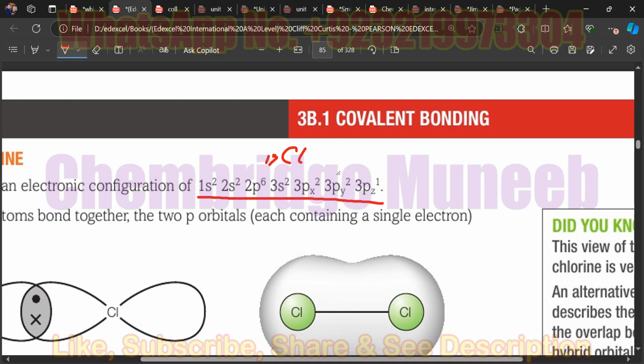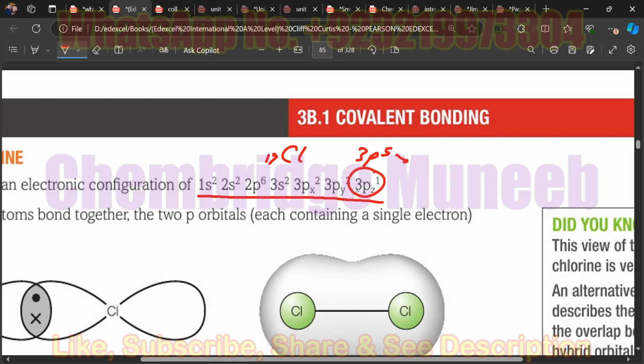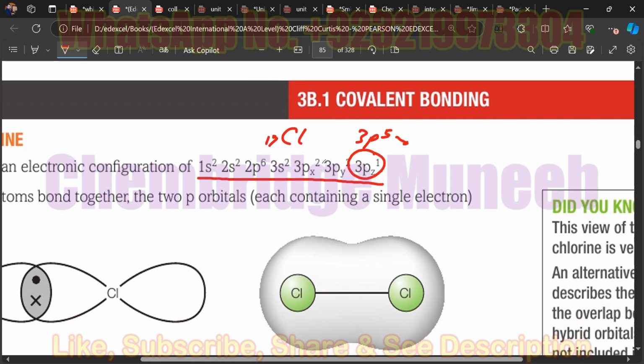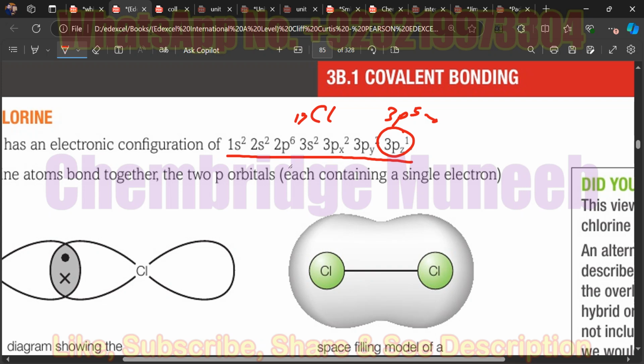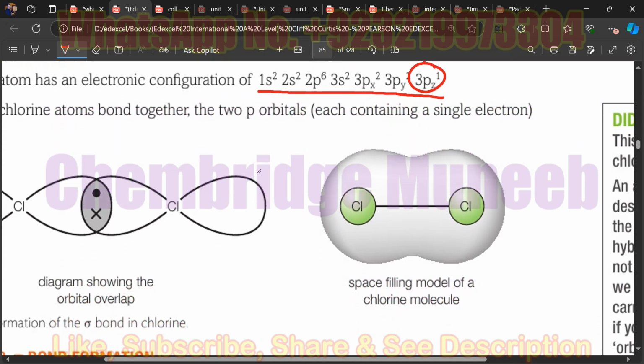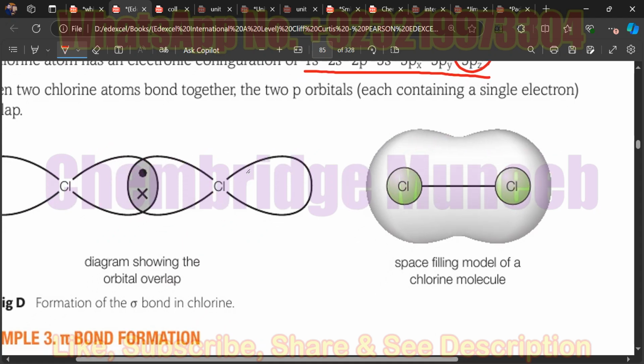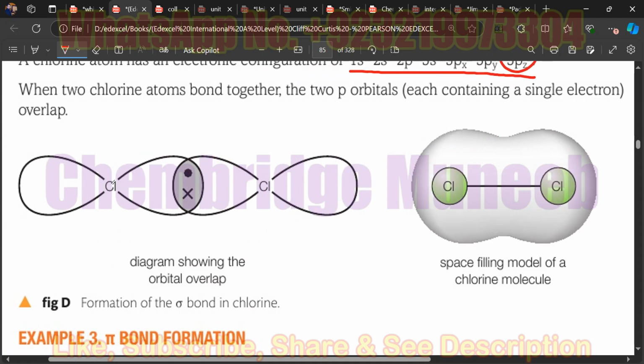So when you write the electronic configuration of chlorine, you will come to know that there are 3p5 electrons, and when you split them into orbitals, you will see that the pz will contain one electron, which means the chlorine requires one electron from the other chlorine atom by sharing to complete its octet. So that's how they are completing their orbitals. So that's the sharing of chlorine.